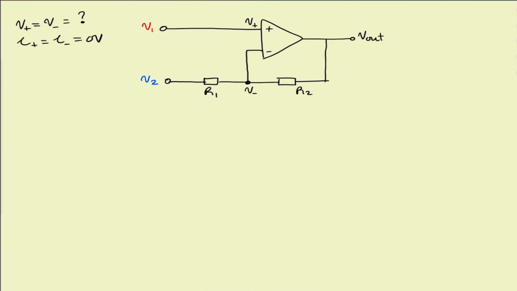So the first thing to do is to set V1 equals to 0, find the expression for V out, then set V2 equals to 0, and find the expression for V out. We're going to call the first expression for V out X. So V1 is equal to 0. We know that by virtual short, in our case, V plus is equal to V minus, which is equal to 0 volts.